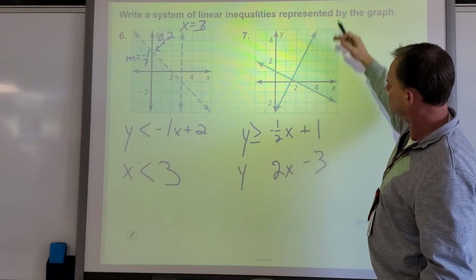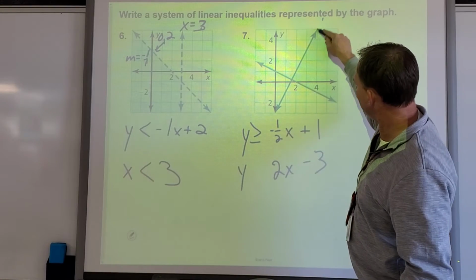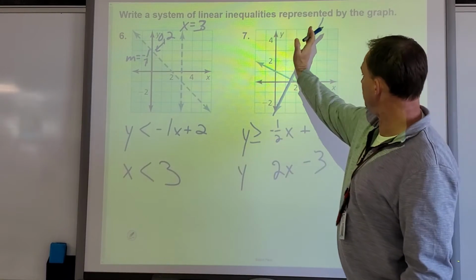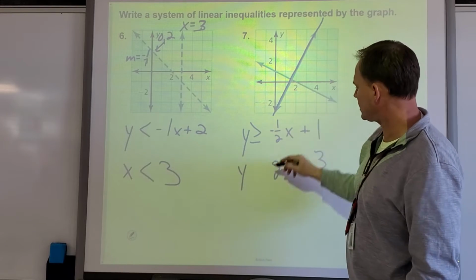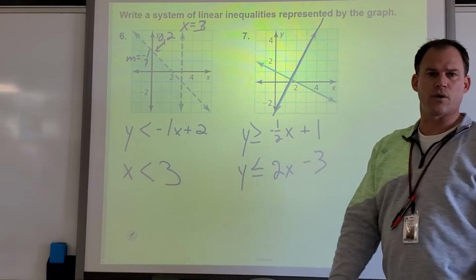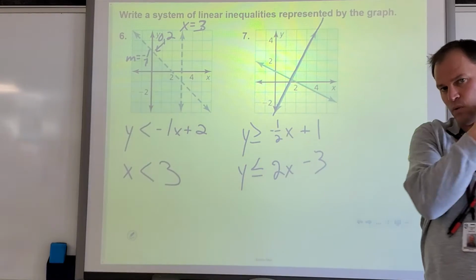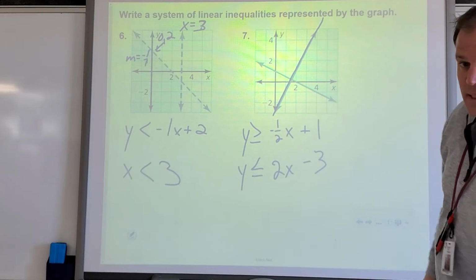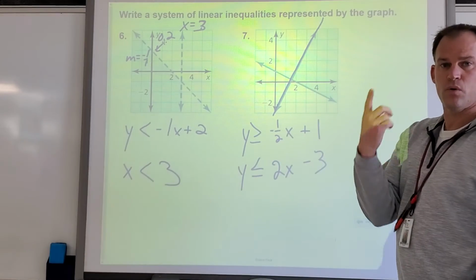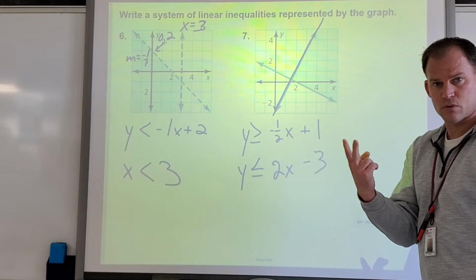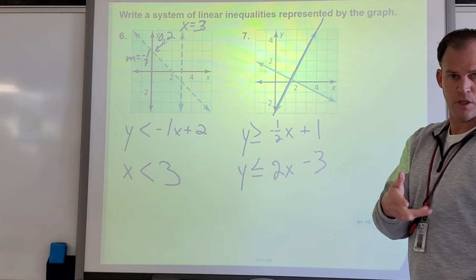Nope, wrong line, sorry. Here's my line. I got a little confused. I am below this line because I'm down underneath this line and it's solid, so I'm less than or equal to. So you can work backwards to write your inequalities, okay? Pay attention to the things you know. You know your intercepts, you know your slopes, solid or dotted, above or below.